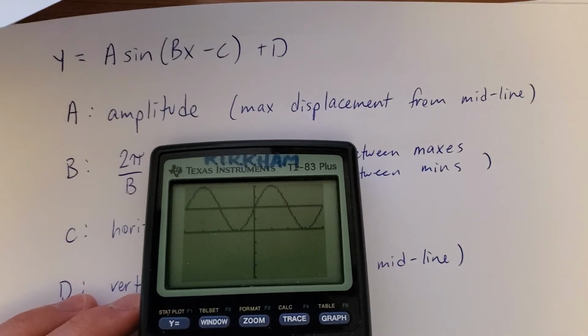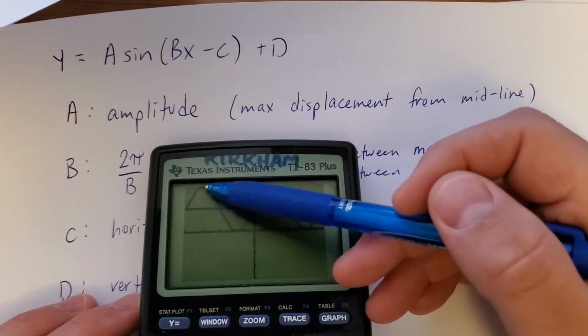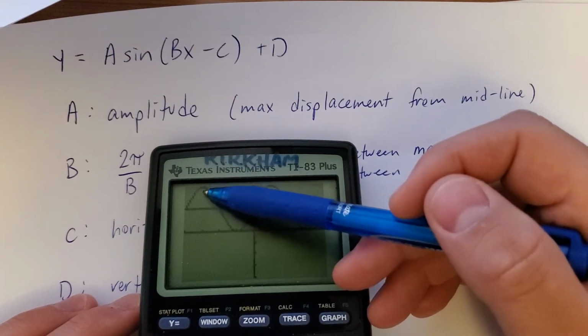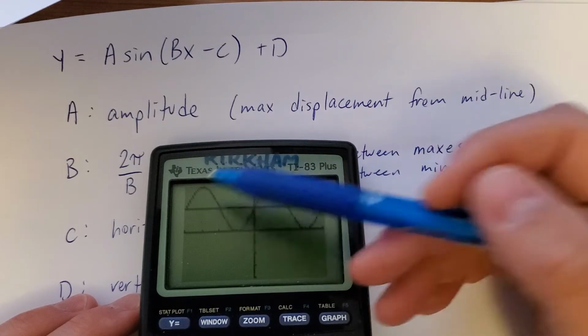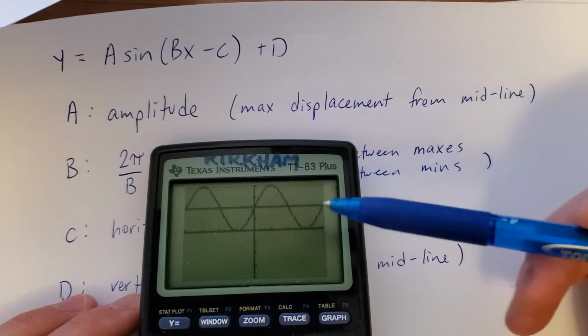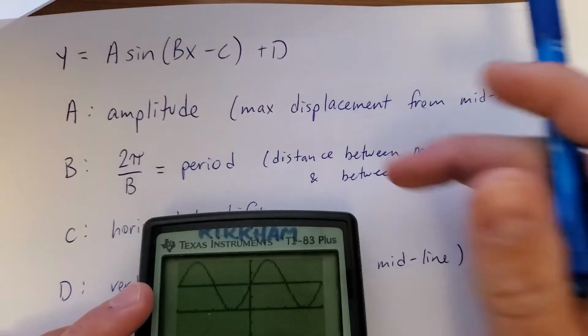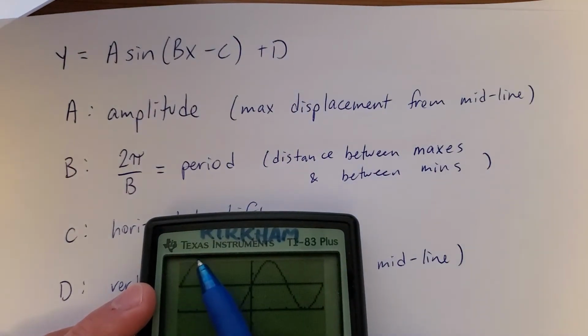Okay, and so the amplitude is the distance from this line up here. This amplitude is just 1. It goes up 1, down 1, up 1, down 1. Okay, the period would be the distance from here to here, or the distance from here to here.